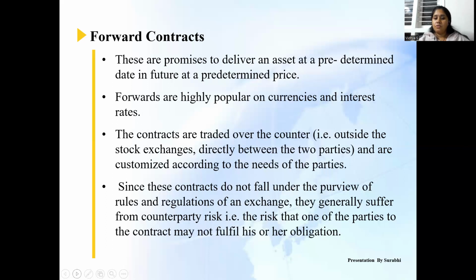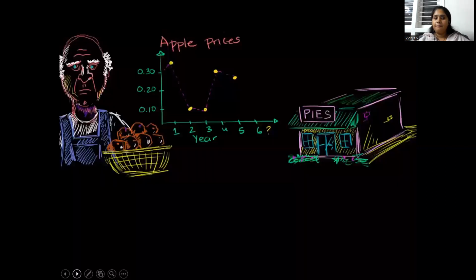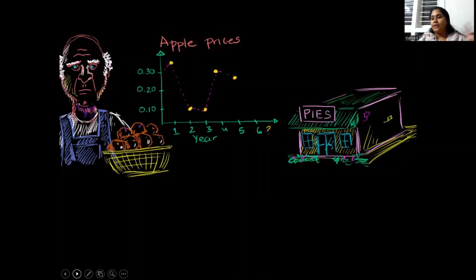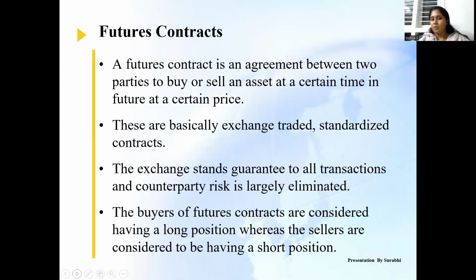So the two parties to the contract may not fulfill their obligation. This is a small example to show what happens in case he gives and what happens in case he doesn't. A futures contract is an agreement between two parties to buy and sell an asset at a certain time in future at a certain price. These are basically exchange traded, standardized contracts. The exchange stands as a guarantee to all the transactions and counterparty risk is largely eliminated.